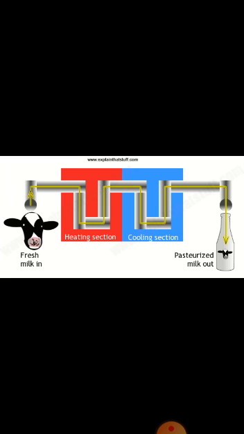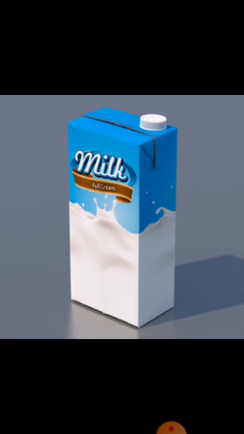So, these are some methods by which food either cooked or raw is stored for a longer time without being spoiled. So, it is better that we consume fresh food. This is how the Tetra pack of milk looks like.